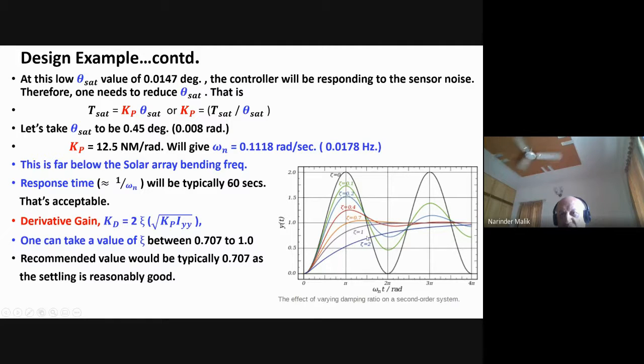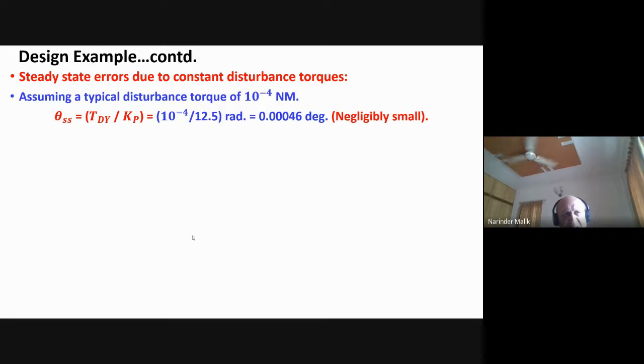When zeta becomes 2, it is taking longer time to settle. So typically 0.7 to 1 is what would be reasonably acceptable. Okay, so you can select and then carry out a simulation and see what is acceptable.